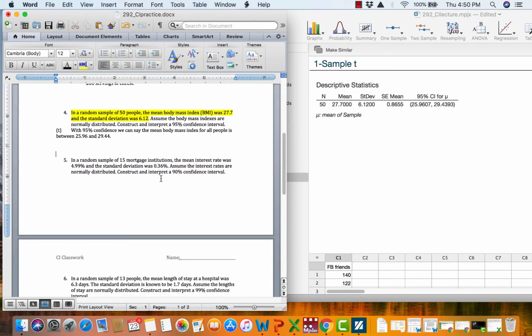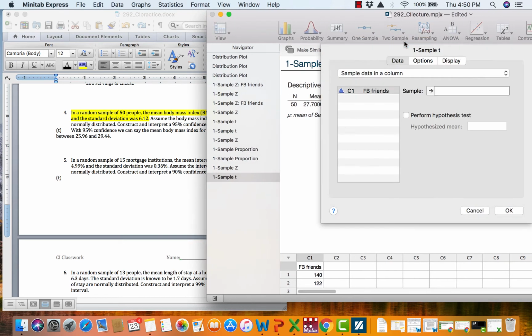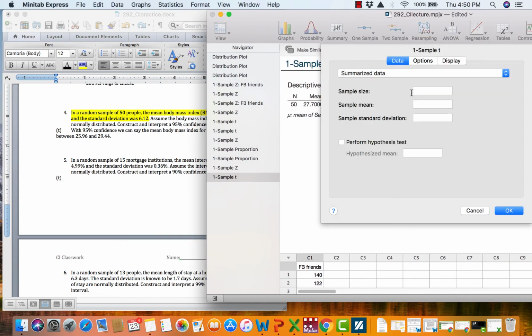All right. In a random sample of 15 mortgage institutions, the mean interest rate was 4.99% and the standard deviation was 0.36%. Assume the interest rates are normally distributed. Construct and interpret a 90% confidence interval. Again, notice the standard deviation is in the sentence describing the sample. You do not read the words known, assume, past studies, population. So again, this is a T confidence interval. We go into one sample T, summarize data. We have 15 institutions.